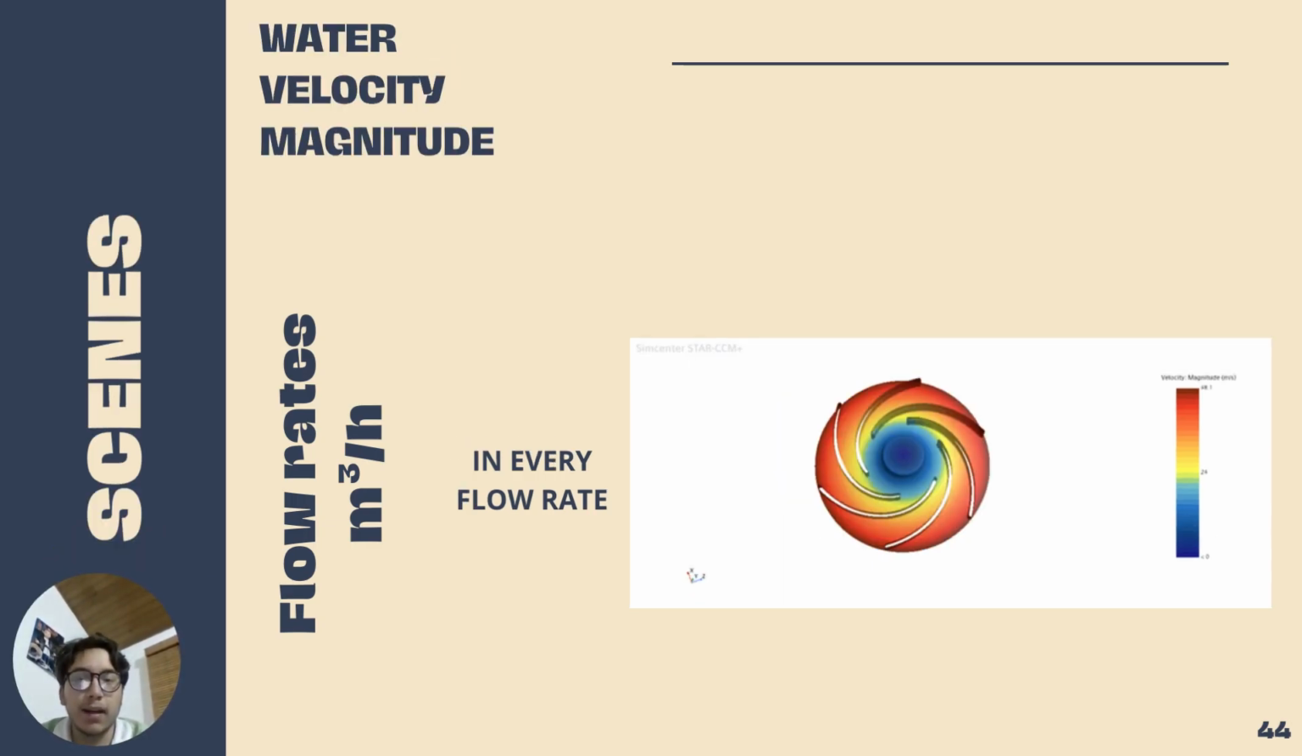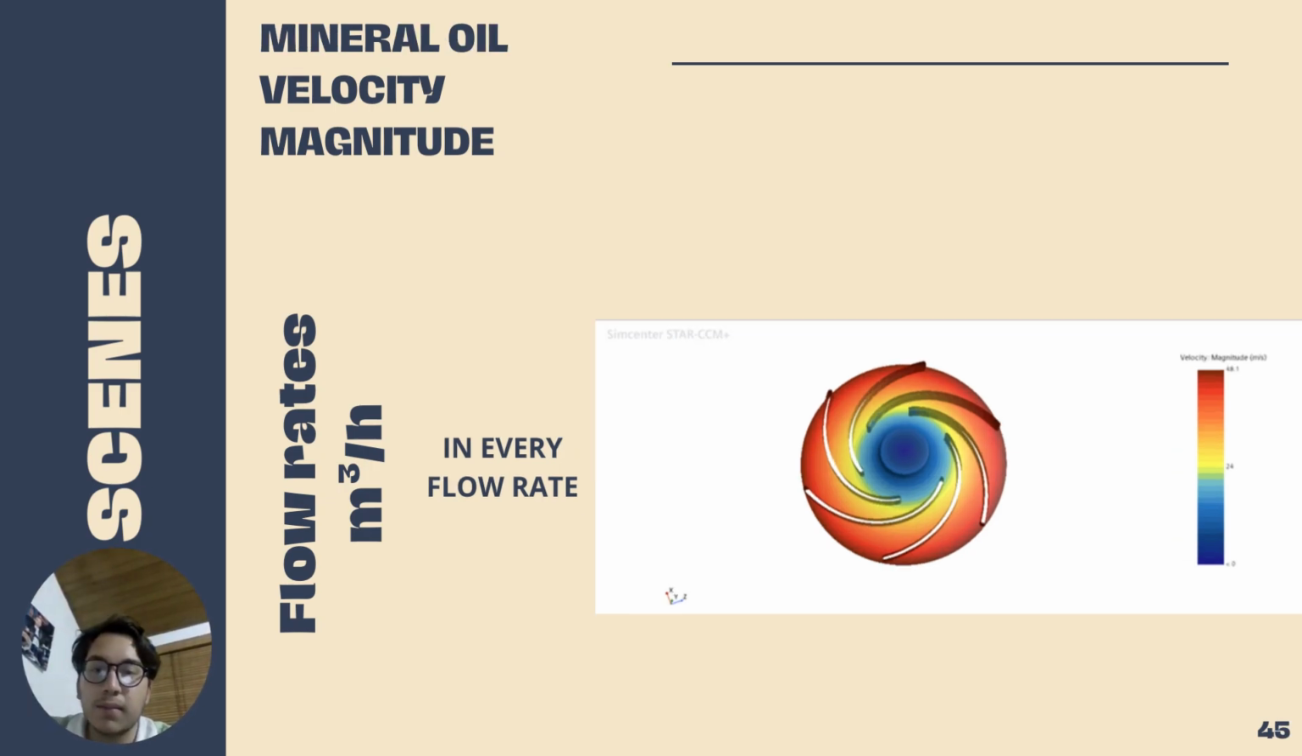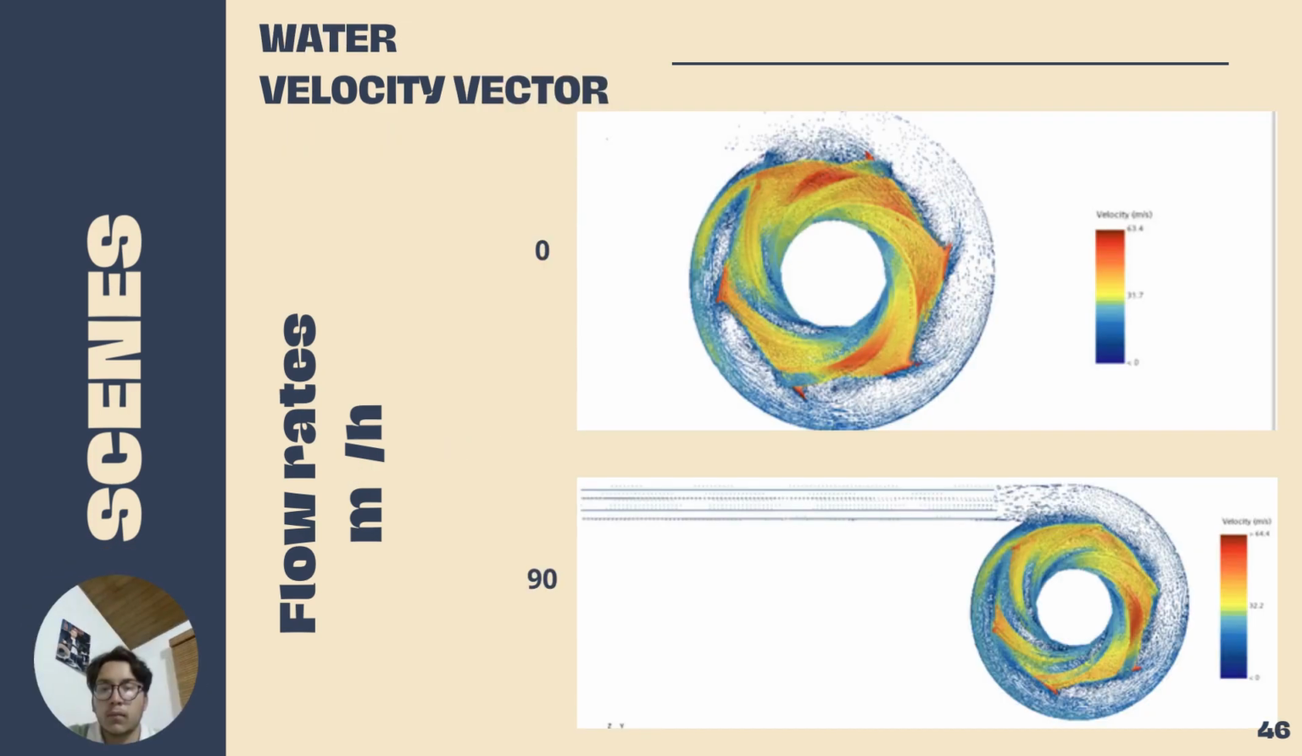Now we have the water velocity magnitude, and here we have an image that shows us the velocity magnitude at all the flow rates. Continue with the velocity magnitude of the mineral oil. We have the same velocity at every flow rate as we already said in water, and in this case it shows us that it is correct because we need to have the same velocity in the place, since that's the main reason of a turbo machine.